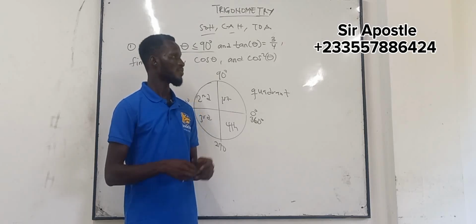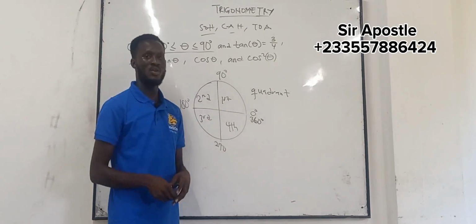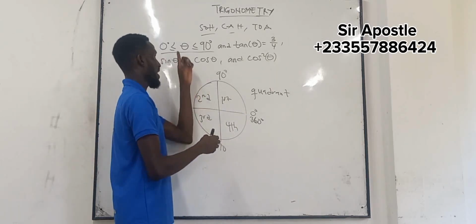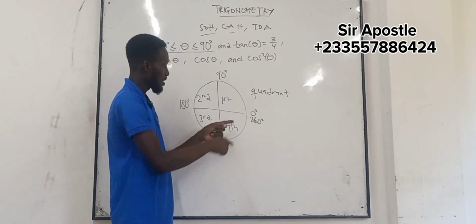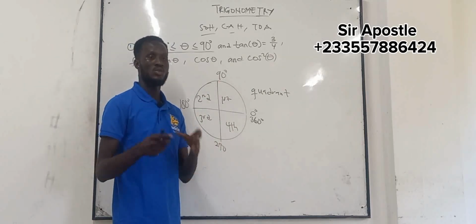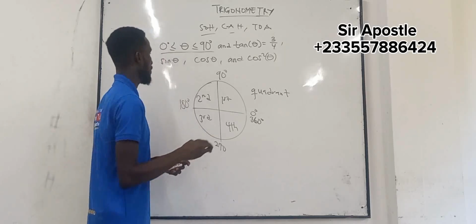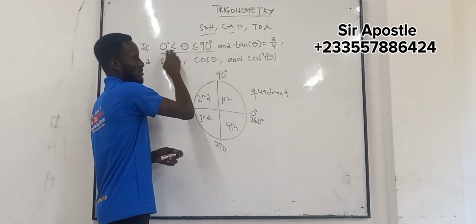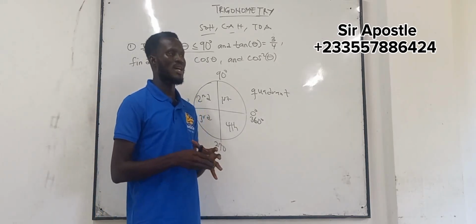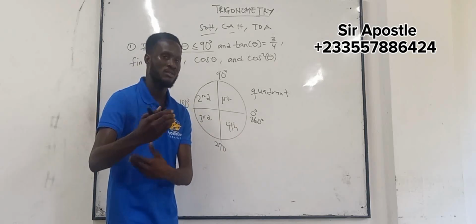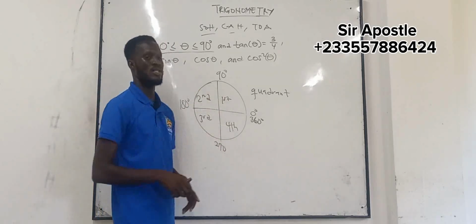So for now, I'm going to consider the first quadrant. In some questions, they can say that the angle is in the first quadrant. In some questions, they can say that the angle is acute. You know acute angle. An acute angle is an angle less than 90 degrees, so any angle between 0 and 90 is acute. In some questions, they will say that theta is an acute angle, and we're still talking about the first quadrant.